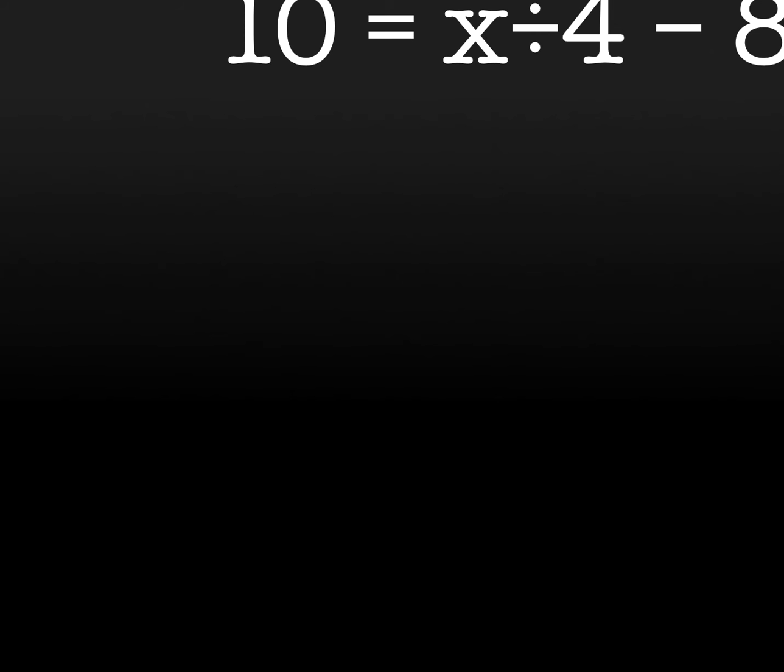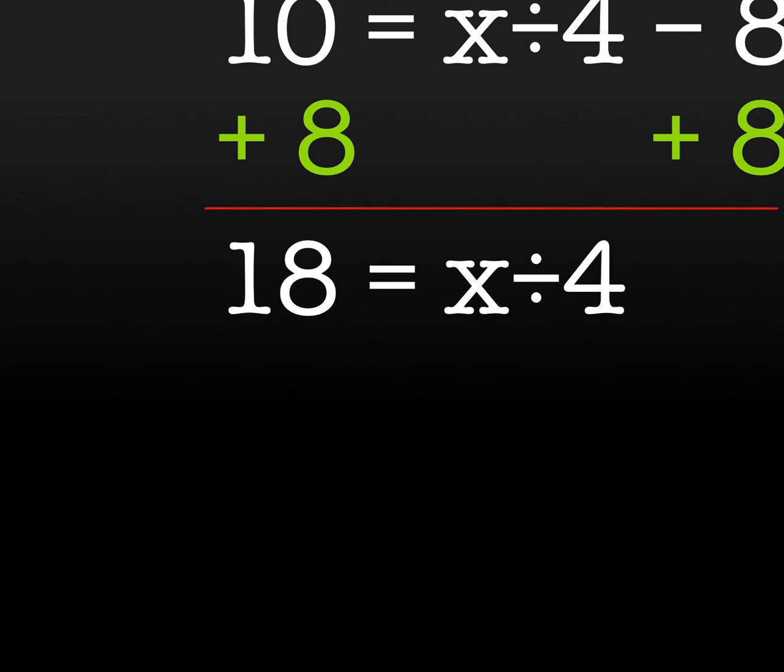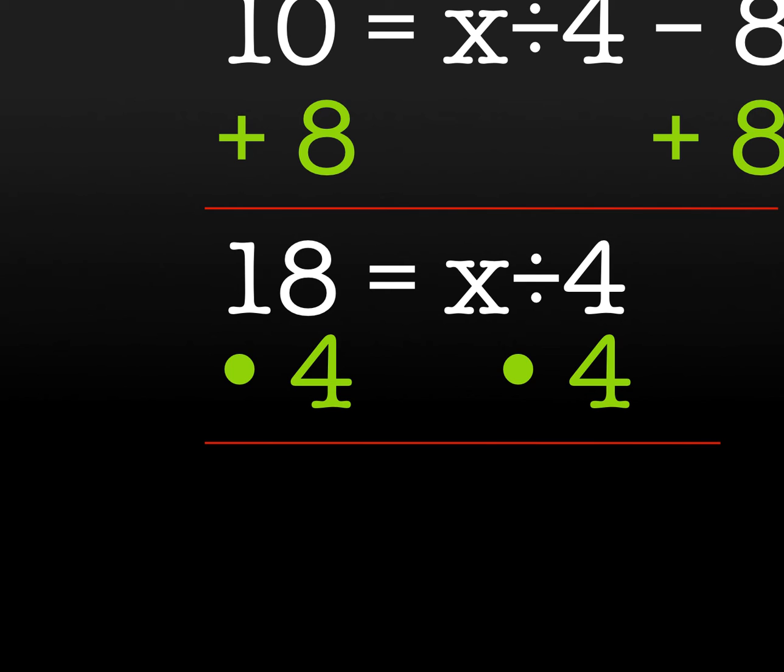Here we have 10 equals x divided by 4 minus 8. Again, the divided by 4 is stuck tightly to the x. So let's worry about getting rid of this minus 8 first by adding 8 to both sides, and we get x divided by 4 equals 18. So if some number divided by 4 is 18, then that number must be 18 times 4. Notice we're always doing the inverse or opposite operation. Subtraction, we did addition. Division, we do multiplication.